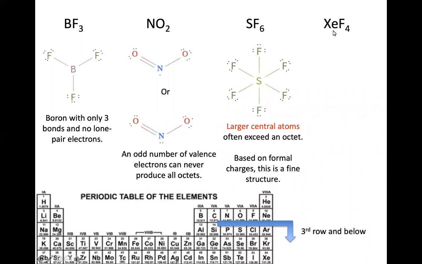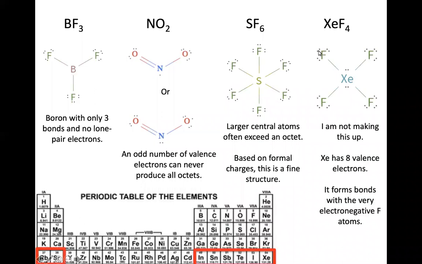Another example here would be xenon tetrafluoride. This would be the Lewis structure for that. Fluorines, again, are all consistent with the octet rule. I'm not making this up, this is an actual molecule. Xenon has 8 valence electrons, and it will form bonds with something that's very electronegative like fluorine. I get xenon having 8 valence electrons because I'm just counting over from the left-hand side. I'm not counting my d electrons in that. If we look within this at xenon, I see 1, 2, 3, 4, 5, 6, 7, 8. Formal charge is 0 for it. This would be another example where we have a larger central atom and it exceeds an octet.